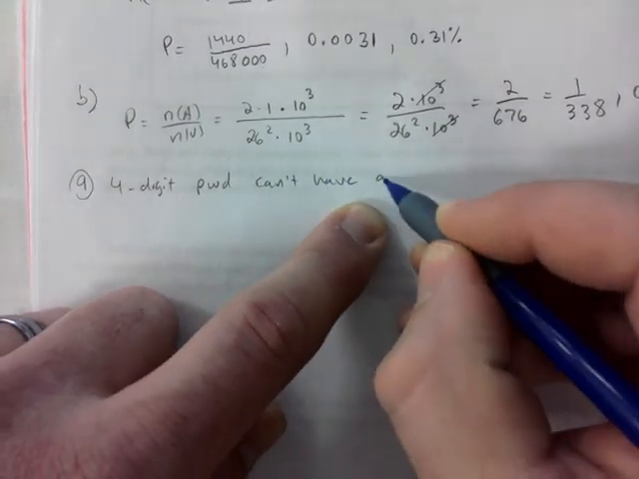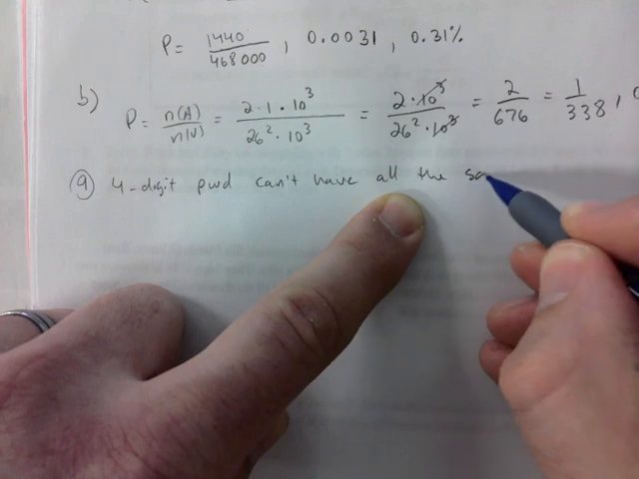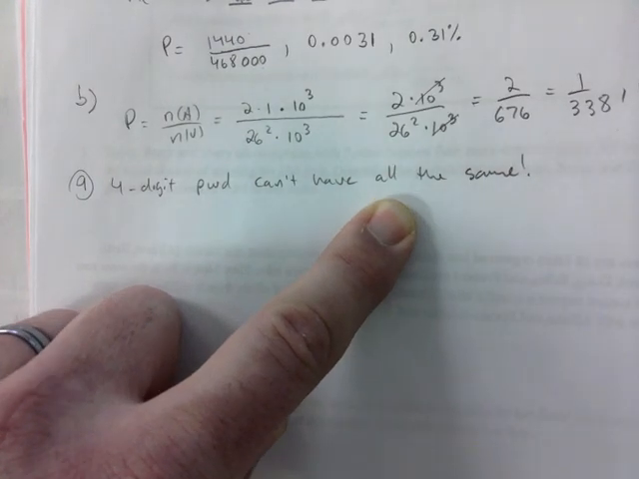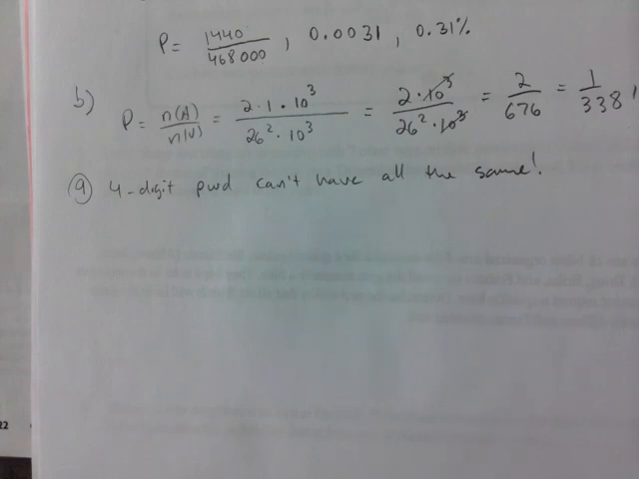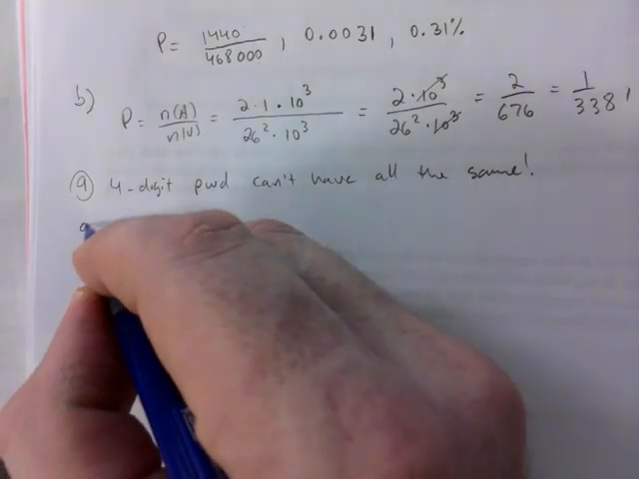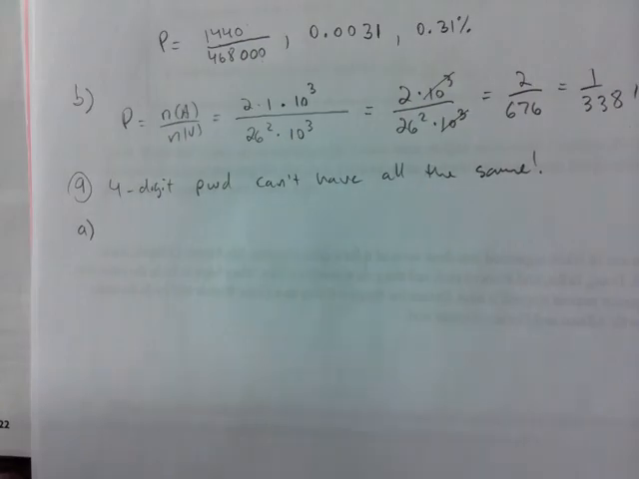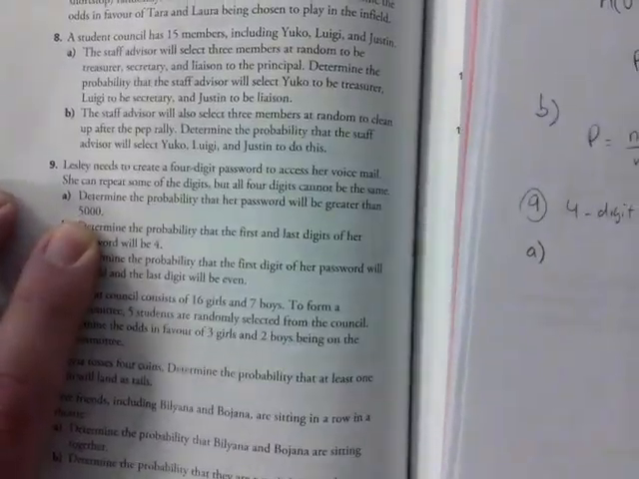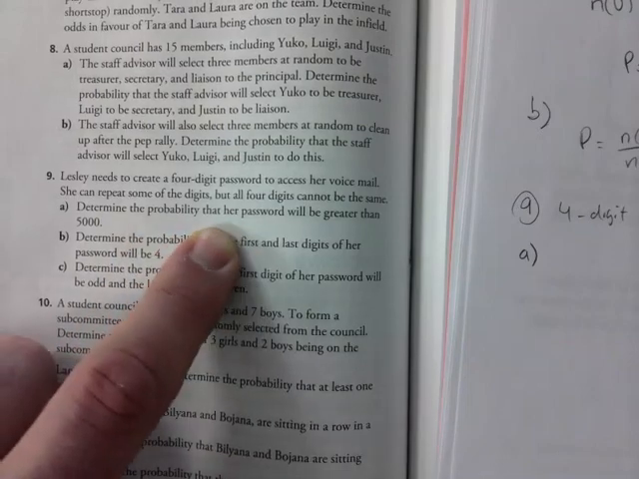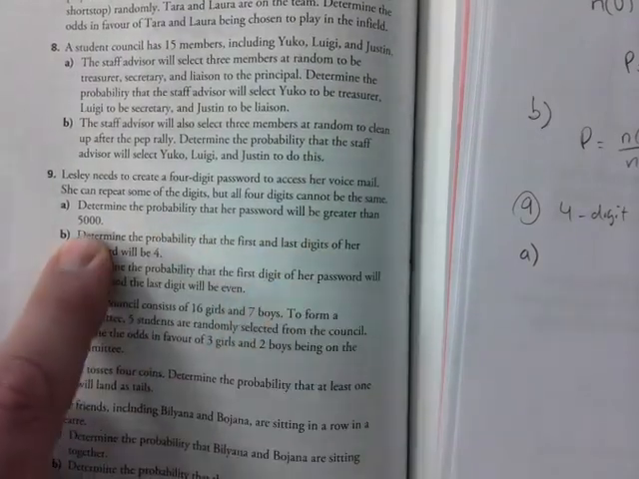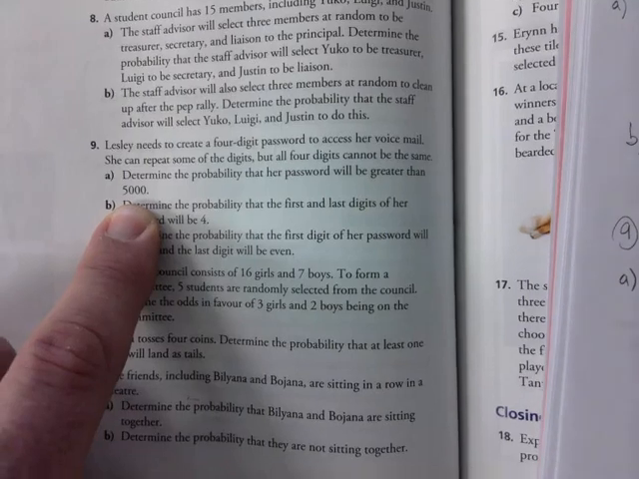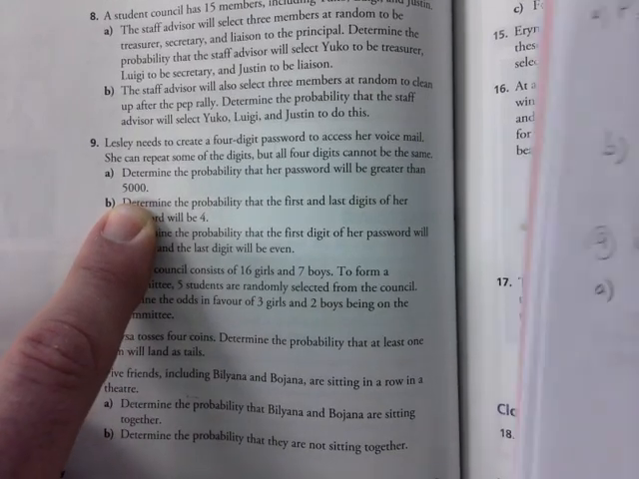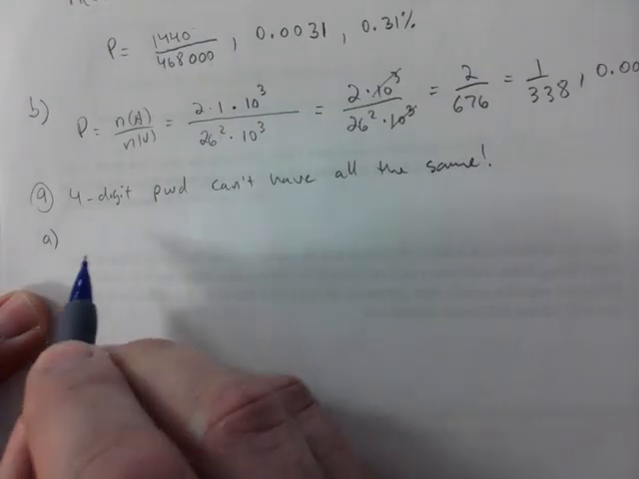Have all the same. Okay, that's probably a good one to consider. And so let's try A here. A is asking, determine the probability that her password will be greater than 5,000. Greater than 5,000. Okay, so let's consider this.